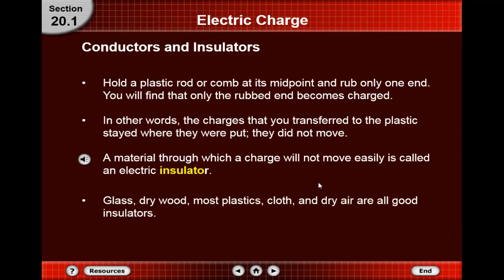Glass, dry wood, plastic, cloth, and dry air are all good insulators. So the meaning of insulator: a material through which a charge will not move easily.